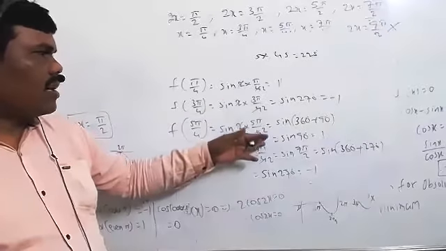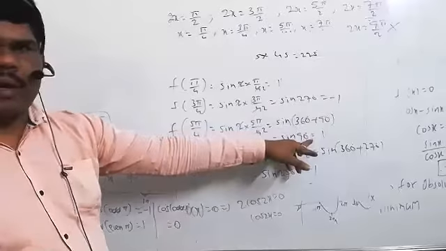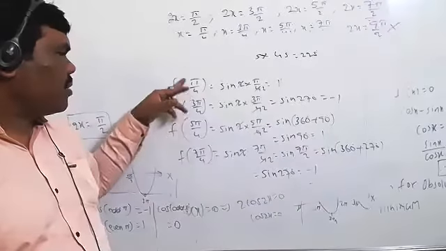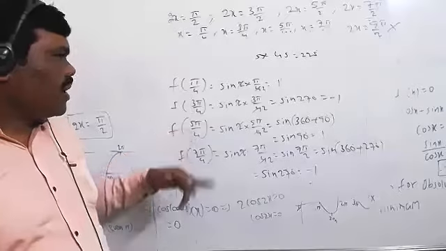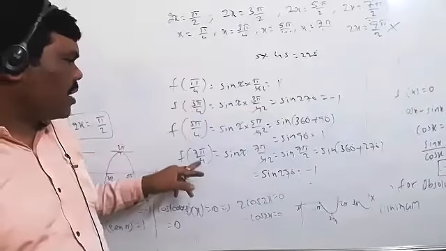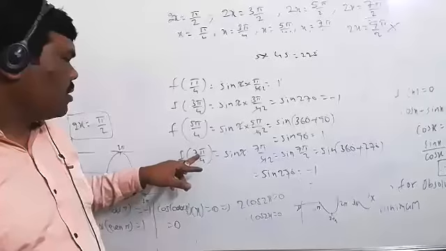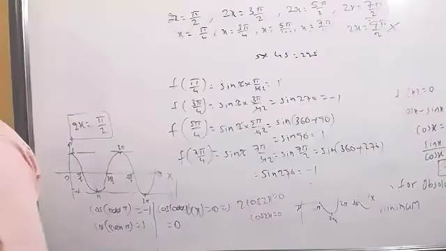Then what is the maximum value here? Absolute maximum is 1, at the points x equal to pi by 4 and x equal to 5 pi by 4. Then absolute minimum is minus 1, at x equal to 3 pi by 4 and 7 pi by 4. Okay. That too. Clear now?